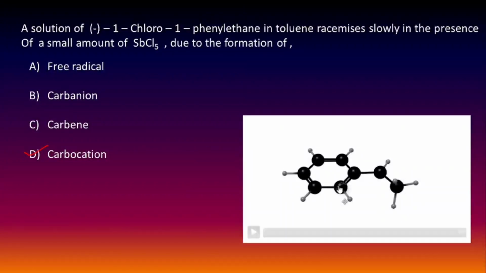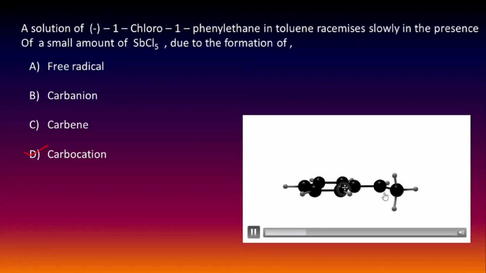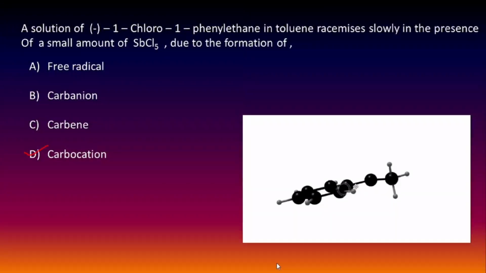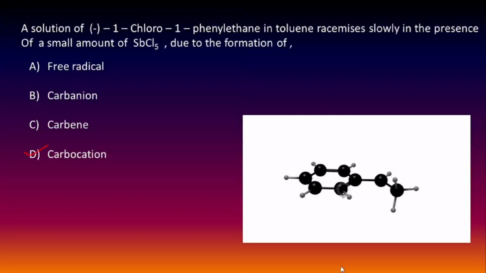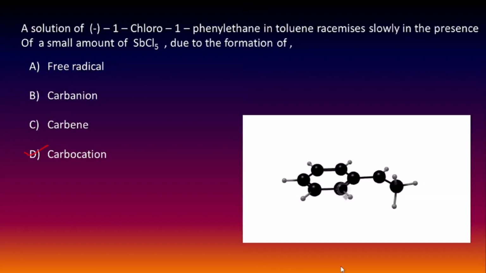You can see here that this is planar. This is the carbocation, the structure of the carbocation. It is planar, you can see here. So the nucleophile can attack from the upward side and also from the downside. So let's move to the next question.